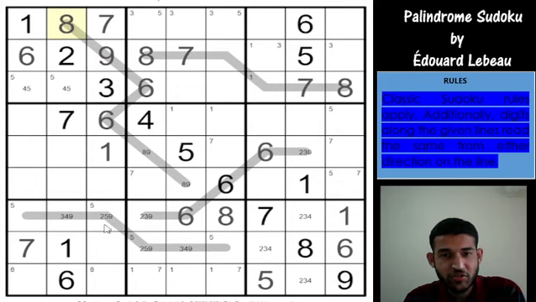Superb, guys, a wonderful Sudoku. So this is not a 9, which means this cell is not a 9. So 2 and 5.